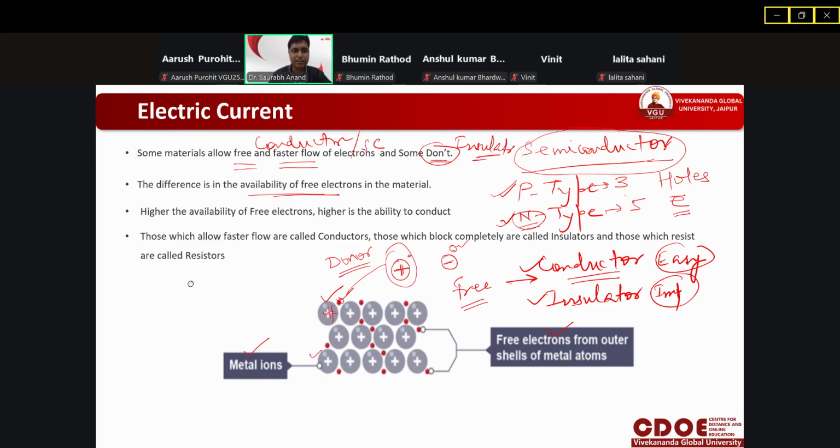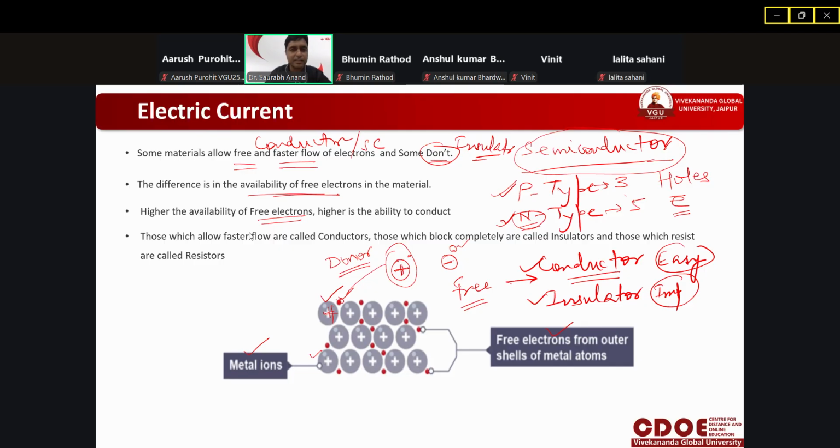So higher availability means higher free electrons. High conduction will be there. It will conduct higher than another one. Clear? So depending upon the number of free electrons, the current will be high, and conduction will also be high.